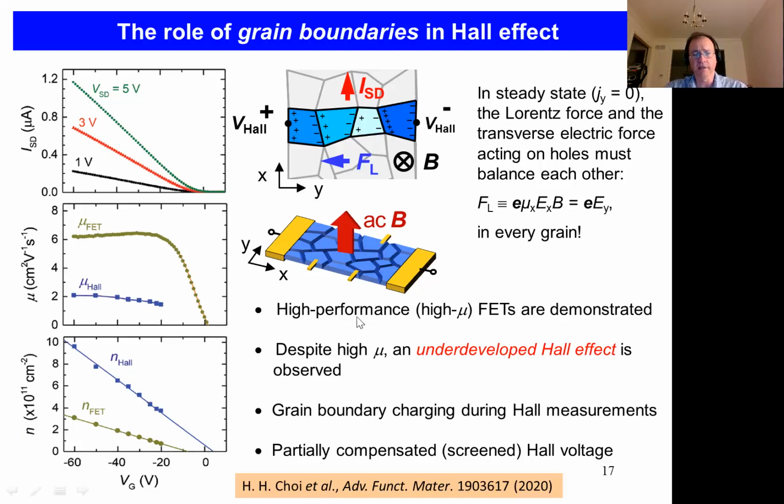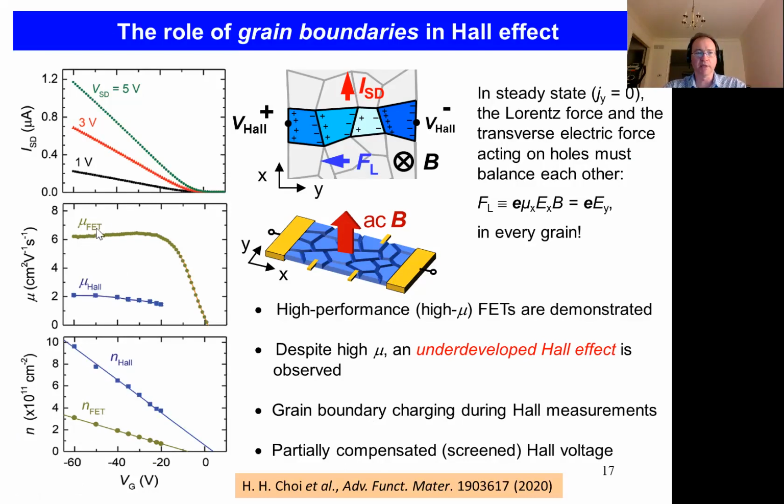So it indicates that these are high performance transistors, but every time we measured Hall effect in these polycrystalline transistors, we obtained values for the Hall mobility that are significantly lower. For instance, in this example, it's 3 times lower than the longitudinal mobility. And respectively, the Hall carrier density was hugely overestimated. It was 3 times greater than the total carrier density.